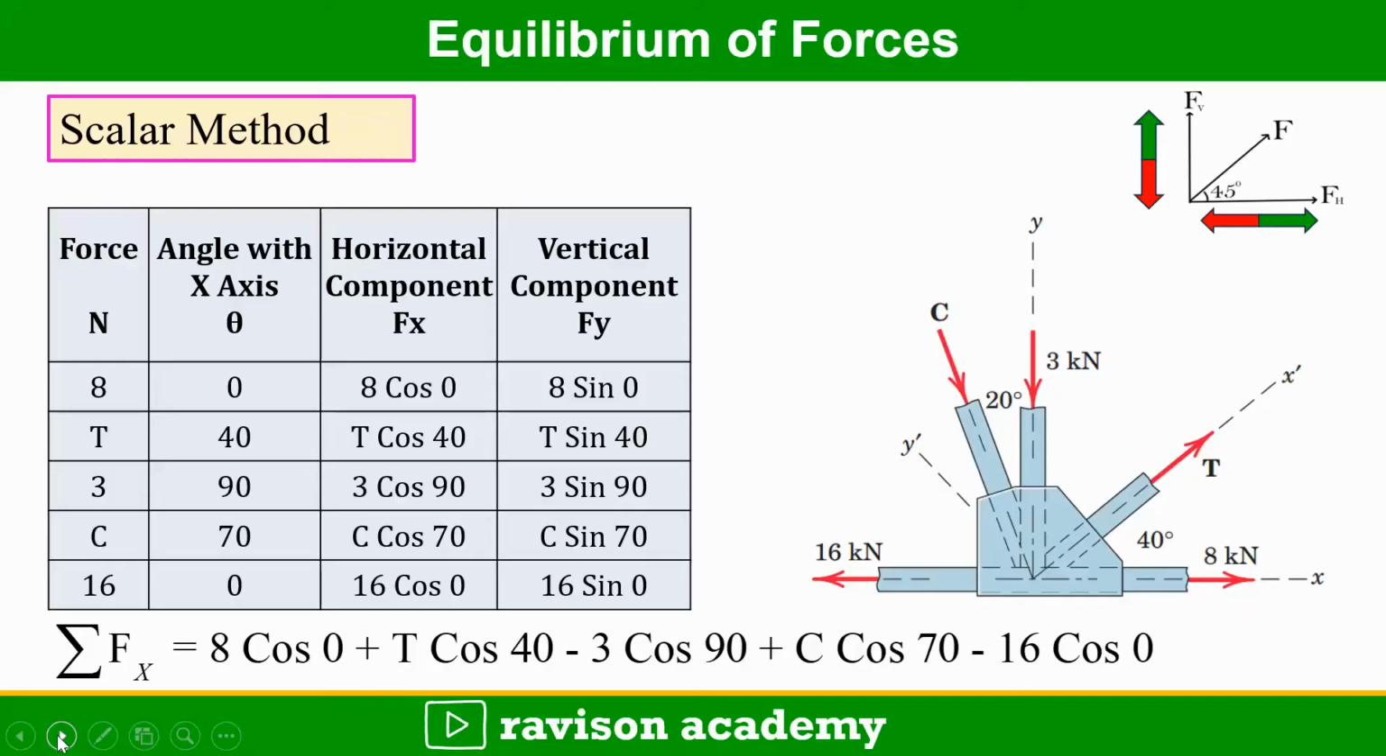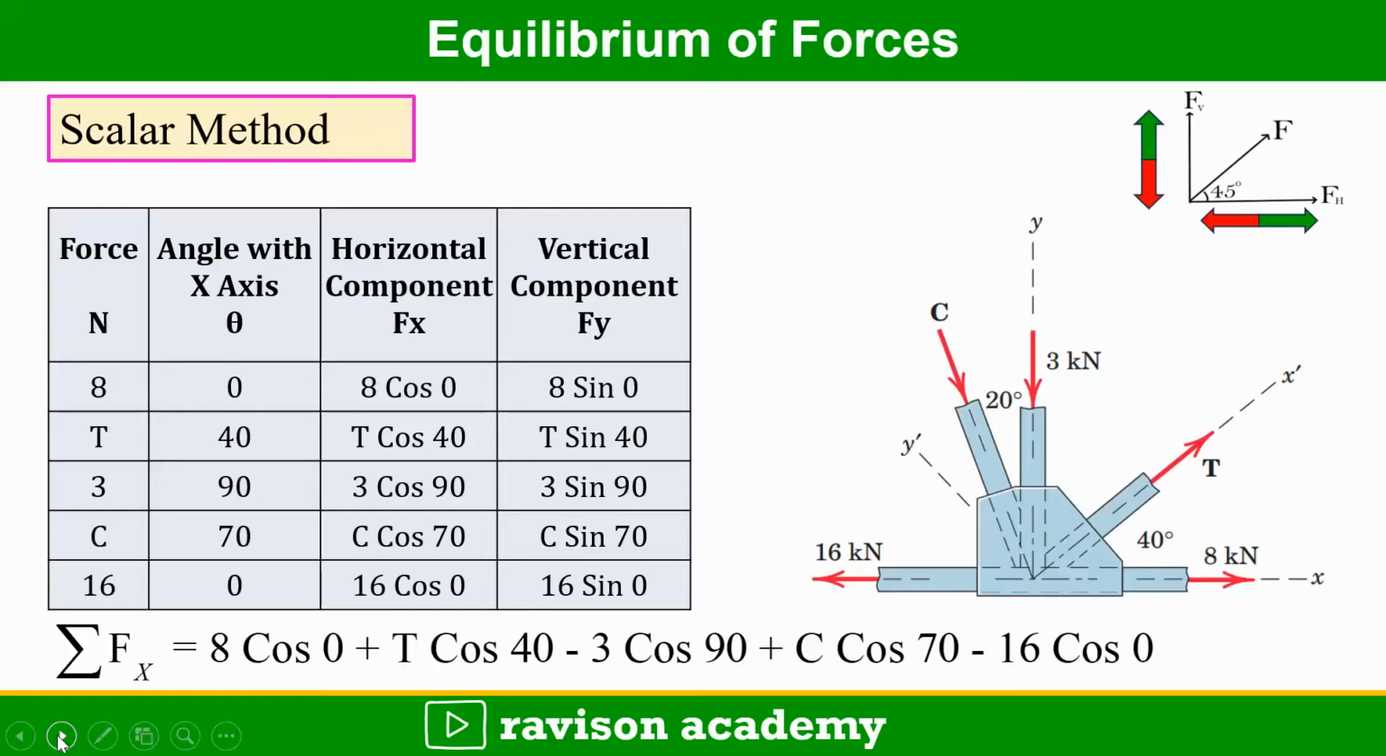In scalar method, the following tabular column is created by taking force and angle with x-axis and horizontal component and vertical component. So the 5 forces are acting here: 8 kilonewton at 0 degrees, T kilonewton at 40 degrees, 3 kilonewton at 90 degrees, C kilonewton at 70 degrees and 16 kilonewton at 0 degrees. All the degrees are with respect to horizontal. Then horizontal component and vertical component are calculated. Horizontal component is calculated by force into cos theta and vertical component is calculated by force into sin theta.